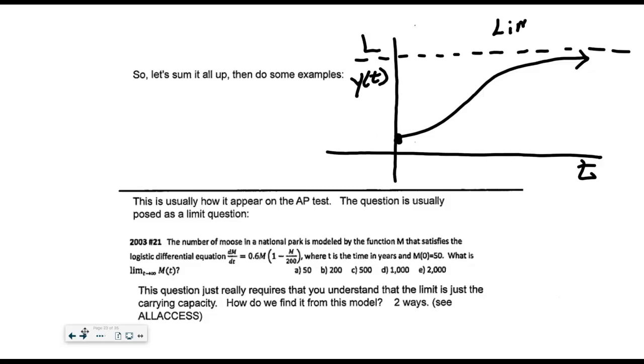Then I want you to write it as a limit. The limit as t goes to infinity of y of t actually equals L. You might say, why are you writing it like that? Here's a past AP question. Look at what it says. It's M for moose in a national park, not y. See what I mean? This is still k y times L minus y, sort of. But do you see what this says? It didn't say find the carrying capacity. They're asking you for the carrying capacity. So let's go put that up there.